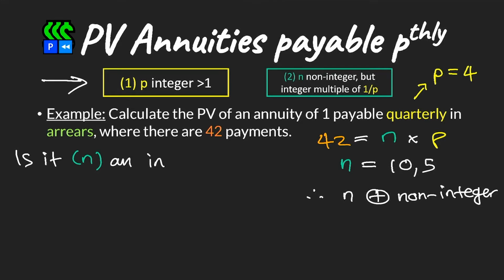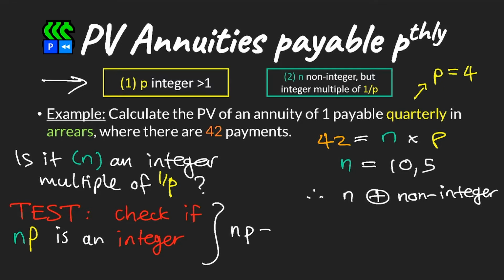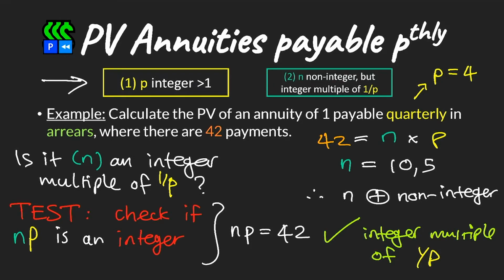This is a positive non-integer. But now we need to assess if n is an integer multiple of 1 over p. And to do this, we need to test if n times p is an integer. We know that n times p here is equal to 42, which is an integer, and therefore we've satisfied the conditions for number 2, where n is a non-integer, but is also an integer multiple of 1 over p.